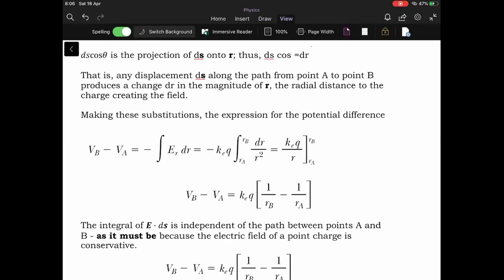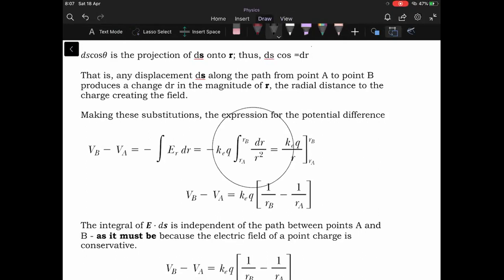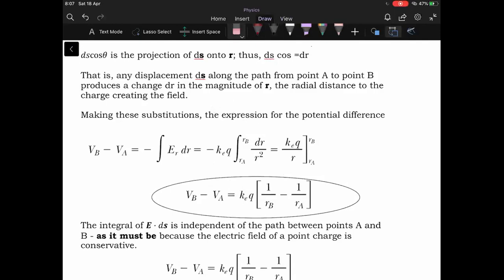Now you know that this kq will come out, it is a constant, and when you integrate dr, 1 upon r square with dr, what will you be left with? kq by r, and you have to substitute the limits of Ra to Rb. So this is the general expression for potential difference for a point charge. This is the general expression that you should know.